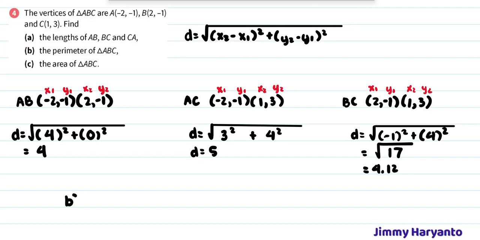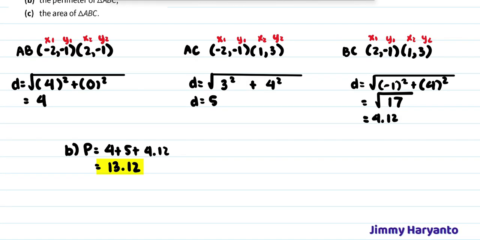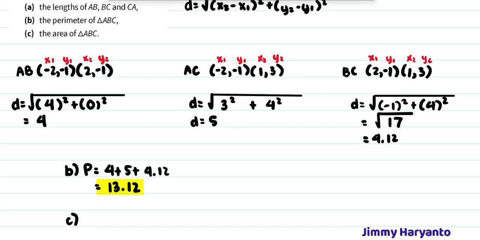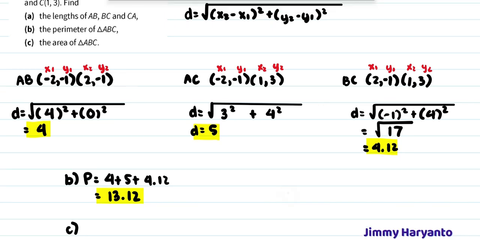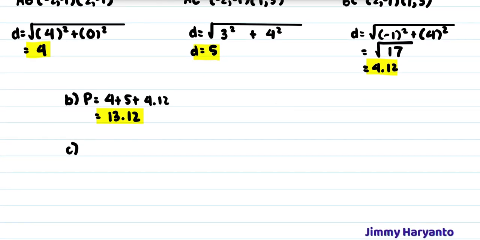And then to find the perimeter, we only have to add them all, which is 4 plus 5 plus 4.12 equals 13.12. So this is the perimeter. And then the area. For the area, we cannot use half times base times height, I mean on one of these sides, because we have to know the shape of the triangle first. So we have to draw it first to know the shape of the triangle.